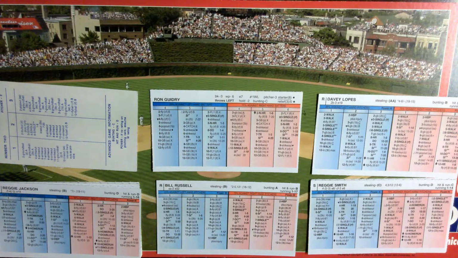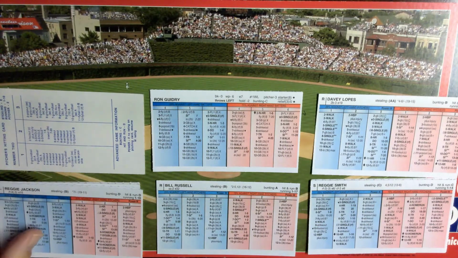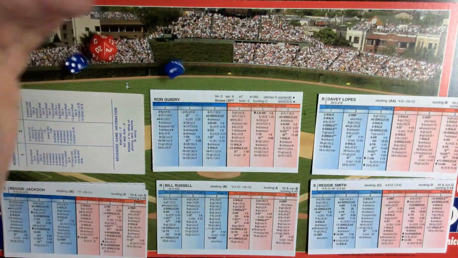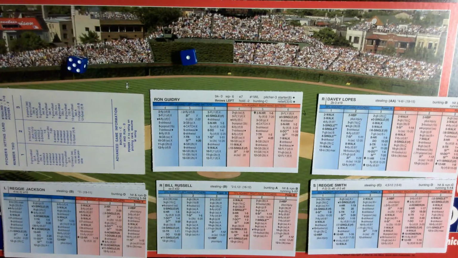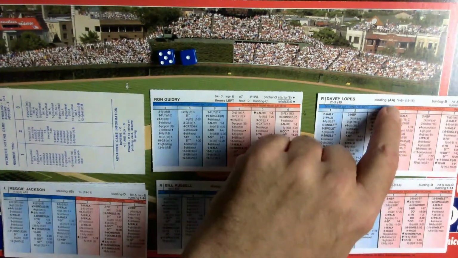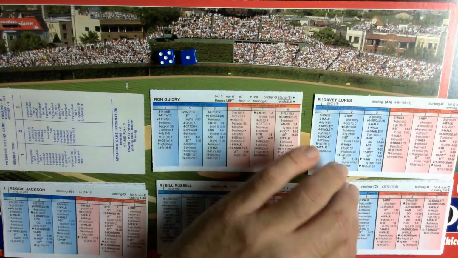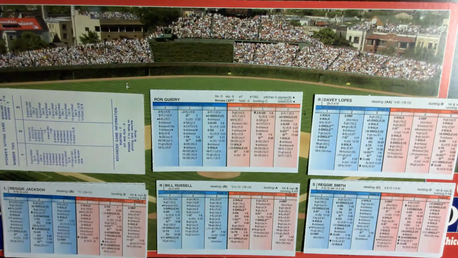All right, so we've got a pretty decent runner at first in Lopes. I'm going to roll for a good lead. I'm going to try to steal with Lopes, get him over to second base, put him in scoring position. So that is a 6. So a 6 falls within Lopes' good lead range, so he has a good lead. So his base chance is a 19.